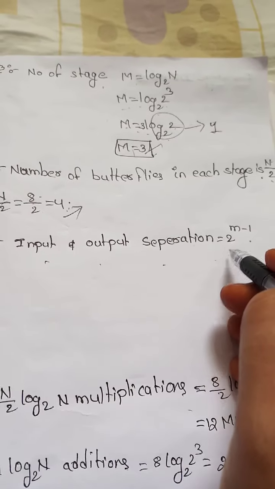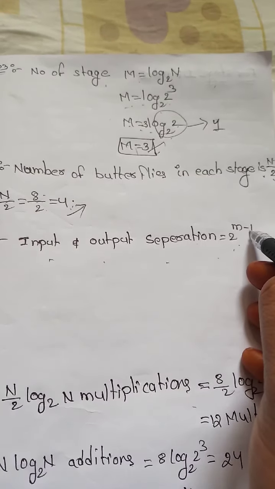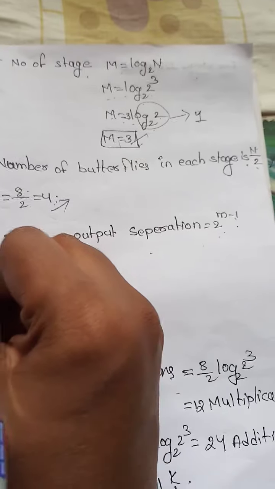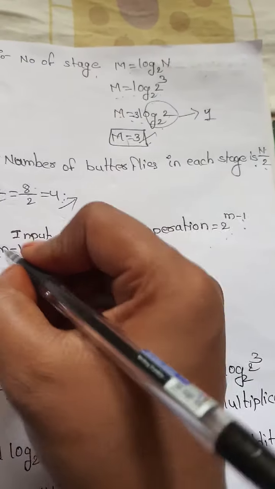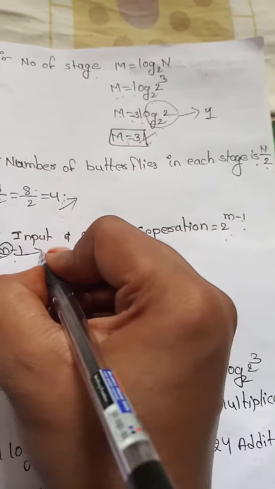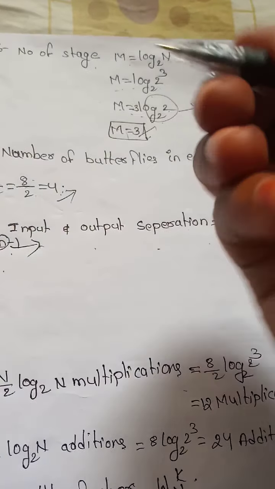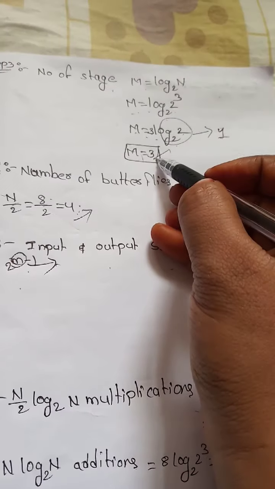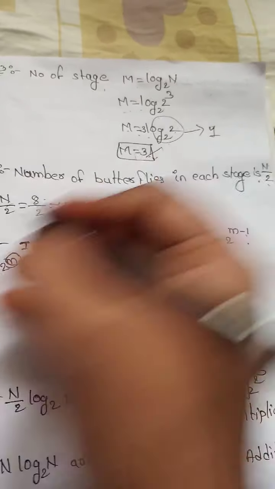So for input and output separation we have 2 power m minus 1. Our formula is 2 power m minus 1. Here small m changes for every stage. For example, we are getting 3 stages.